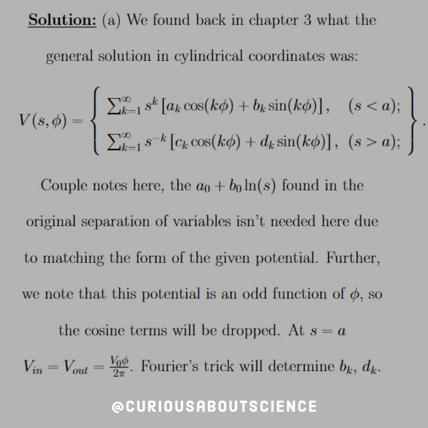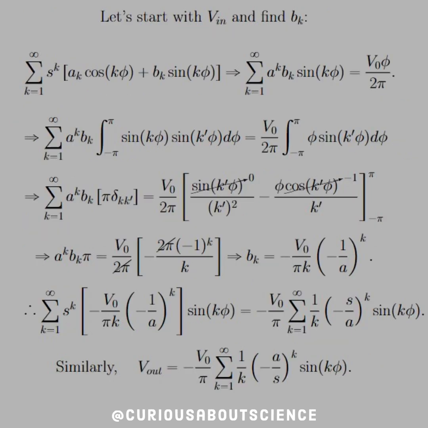Then what we say is that at s equal to a, we have V in equal to V out, which is V0 phi over 2 pi. With that, we're going to use Fourier's trick with orthogonality to solve for b_k and d_k. Should be ringing a bell. We did this plenty in chapter 3.